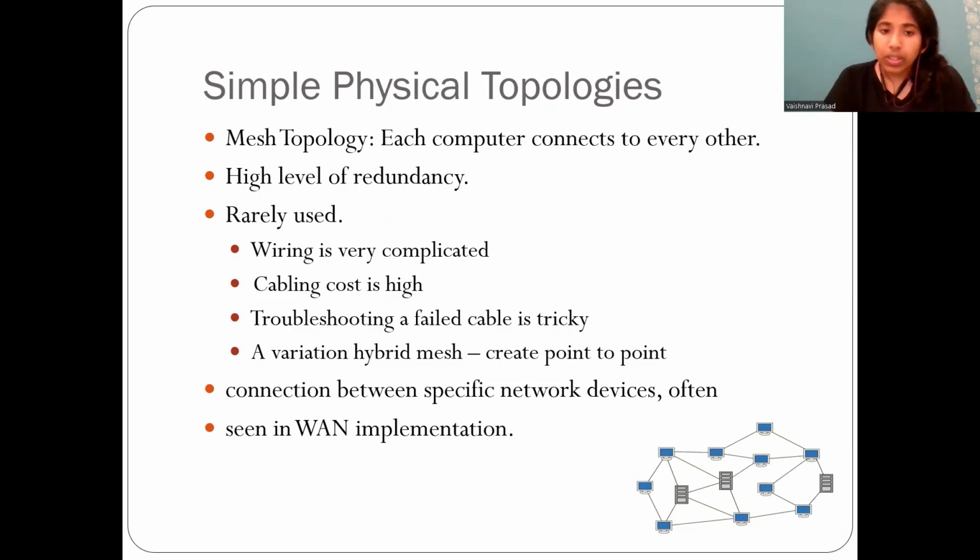It is rarely used. These are the reasons that it is rarely used: wiring is very complicated, cabling cost is very high, troubleshooting a failed cable is tricky. A variation, hybrid mesh, creates point-to-point connections between specific network devices, often seen in WAN implementation. So mesh topology is basically used more in WAN rather than LAN or PAN or any other topologies, because it is connected to every other node and it's quite complicated.